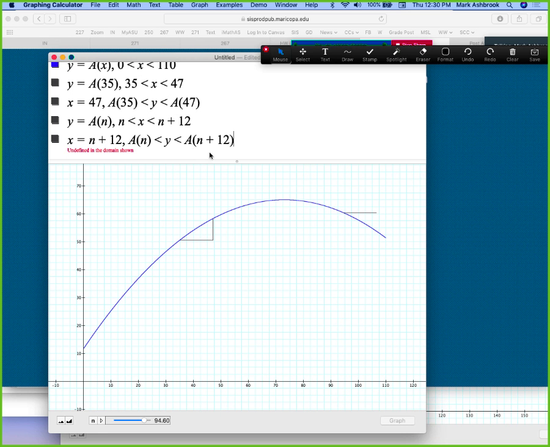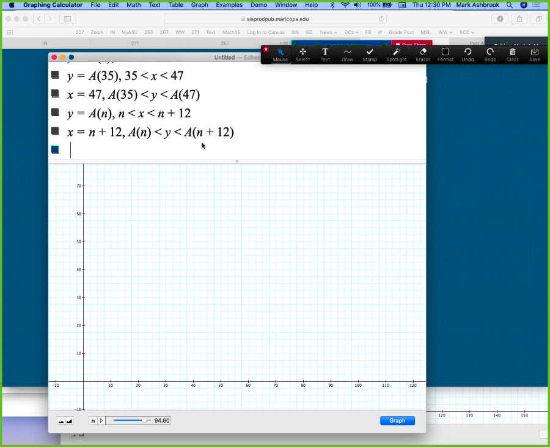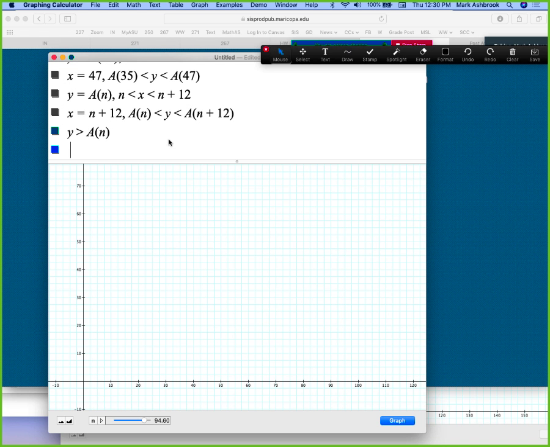Okay. Cool. So good. So let's do something here. Let's do a little exercise. So yeah, good job. So this means that both are true. Both y is greater than a of n, and also y is less than a of n plus 12. Would you agree?